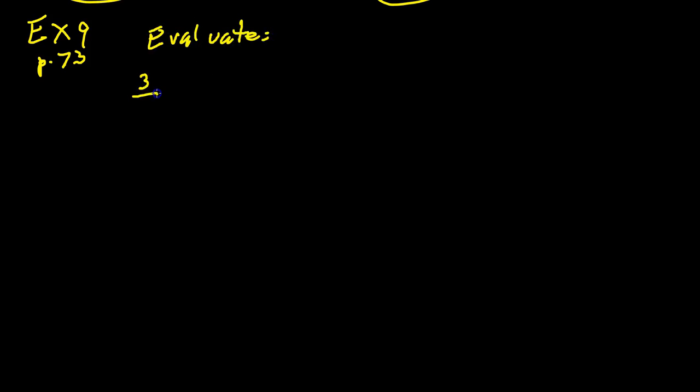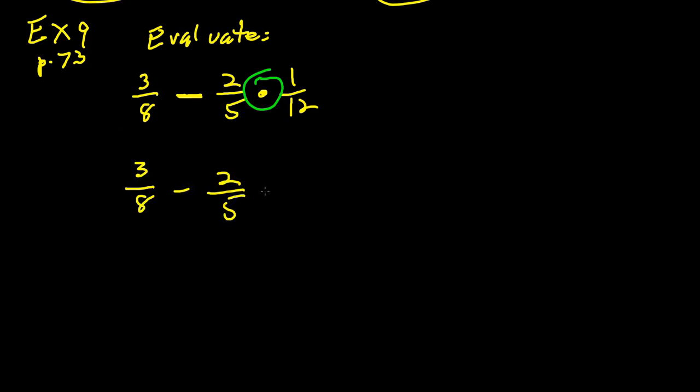Evaluate 3/8 minus 2/5 times 1/12. All right, what am I going to do here? Well, you've got a subtraction here and a multiplication here. Of course, the multiplication is going to get done first, right? All right, let me rewrite the expression. 3/8 minus 2/5 times 1/12. All right, so this product is what I'm worried about first.